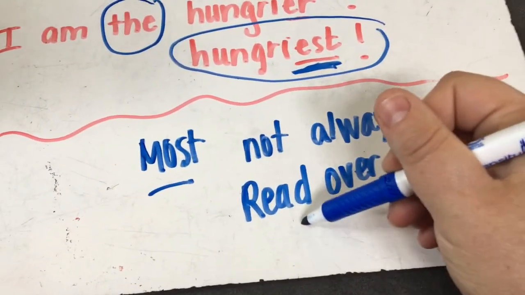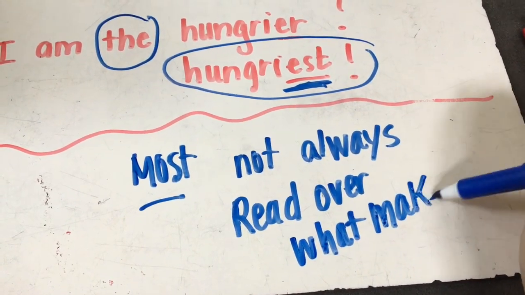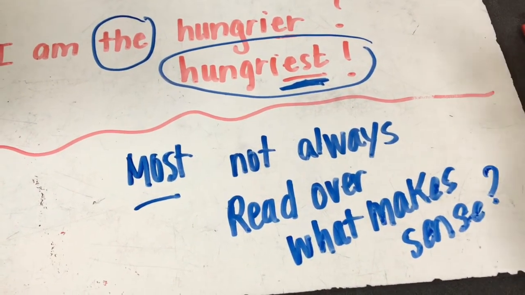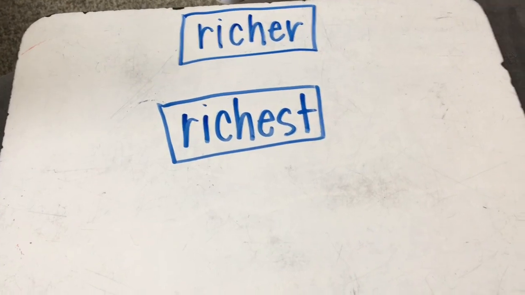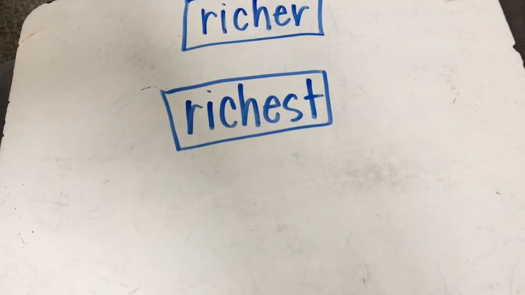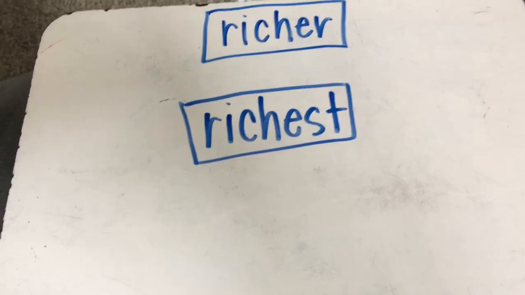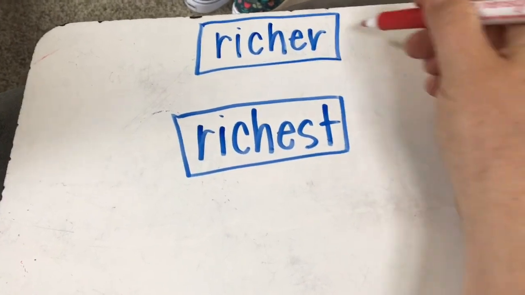So I'm going to give you a strategy, and the strategy is that you need to read that over and over again until you're like, wait, that makes sense. Oh, that does not. I am the hungrier, or I am the hungriest. Okay, at the end of this lesson, you're going to have your questions like usual, and then you're going to have to type 2 sentences. So the first one we have richer and richest, meaning having a lot of money.